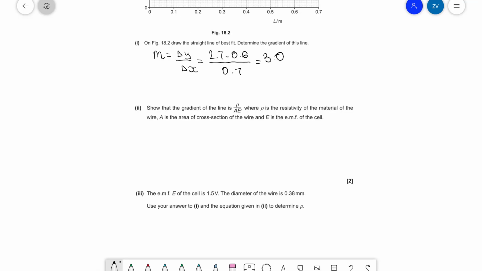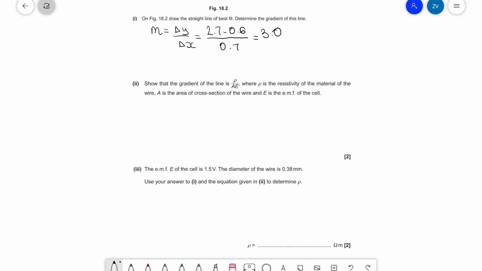Okay, next one, show that the gradient of the line is rho over AE, where rho is the resistivity, A is the cross-sectional area, and E is the EMF of the cell. Okay, well, let's start with our governing equation. R is the resistance, and this is, of course, equal to the resistivity times the length divided by the cross-sectional area. In general, R is voltage divided by current. In this case, we'll be dealing with the EMF. So let's call that E, and we're going to be dividing that by the current I, which is rho L over A.